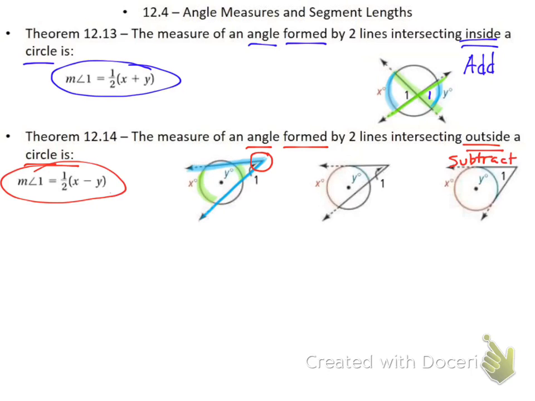And so the way that I do this is that this X, this first, is always going to be the arc that is far away. The second arc is going to be the arc that is near. So I'll take the far arc, subtract the near arc, and then divide it by 2 or cut it in half.